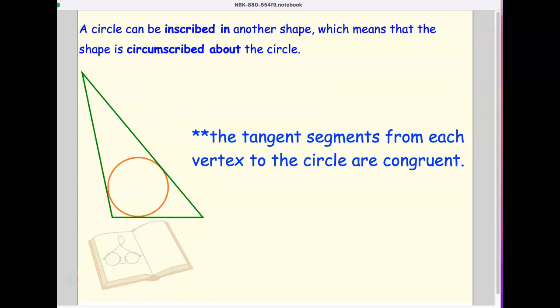The length from the tangent line to that point of tangency will be the same on both sides. So these two lengths would have to be exactly the same length. Same thing over here. This length would have to be the same as this length. And then thirdly, this one would have to be the same as this one.